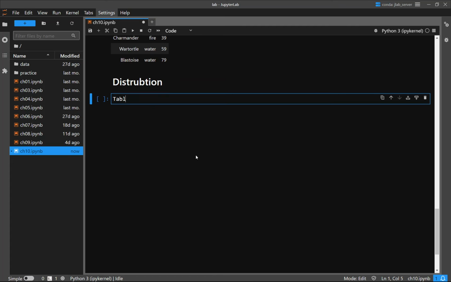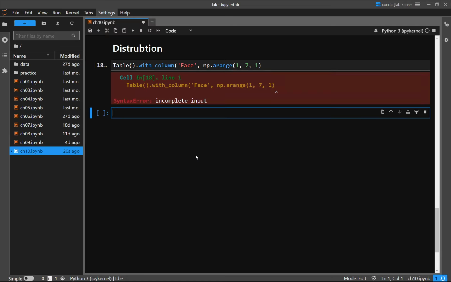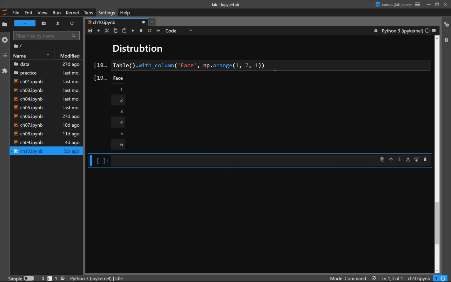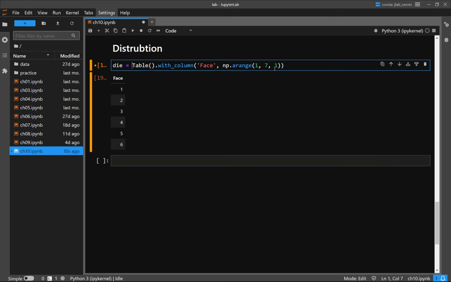Let's make a table of all the ways that you could roll a die. So with a column, let's say the face of your die is 1 through 6 if it's a 6-sided die. So np.arange(1, 7), go all the way to 7 because it goes up to 6, right? Increment by 1, so technically I don't have to give that, but there's all the faces of a die, right? And I can call that die.